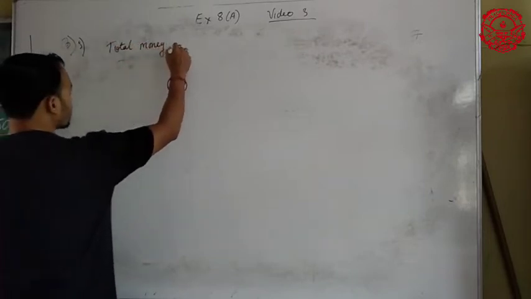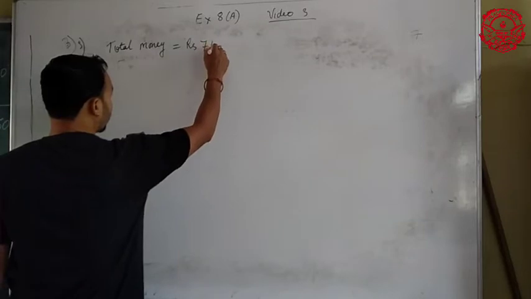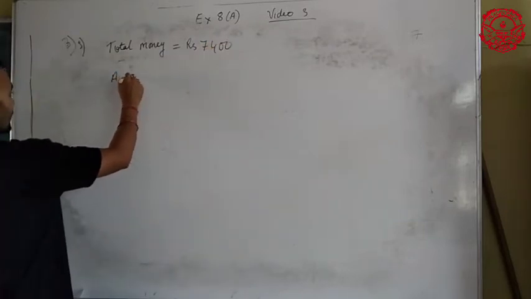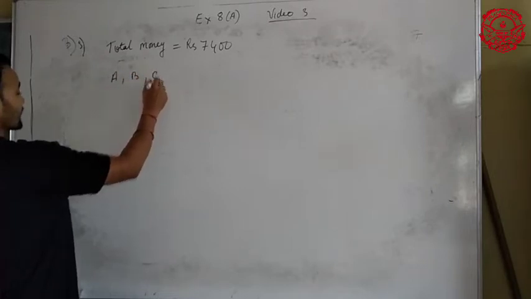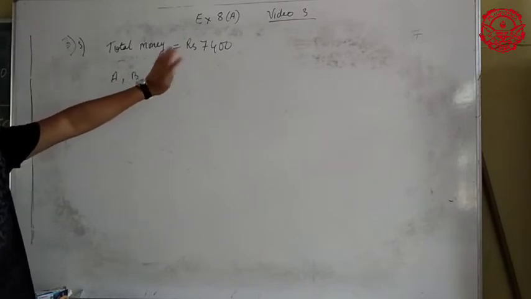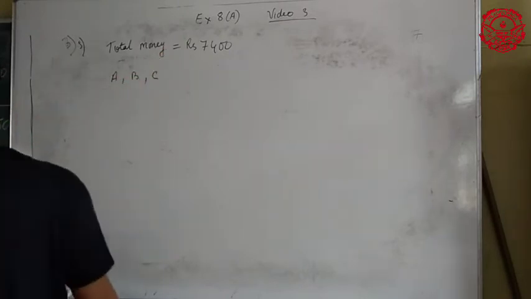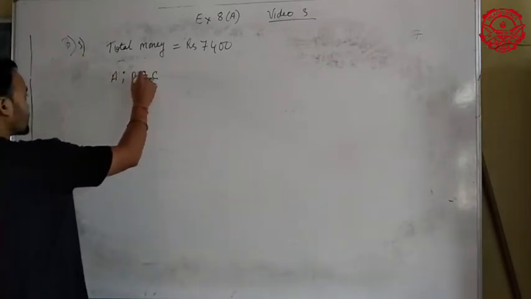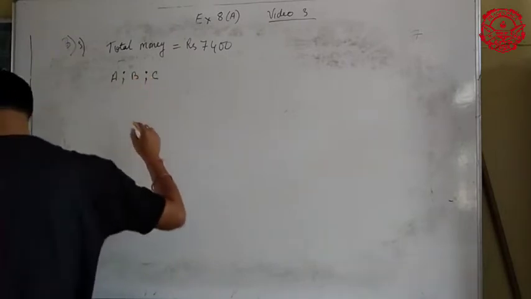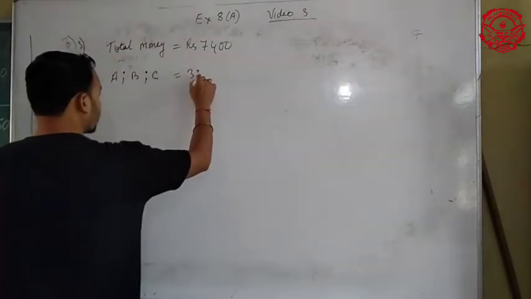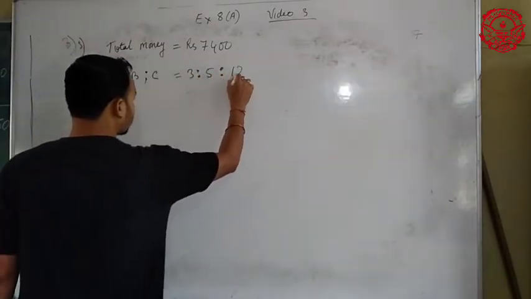Total money is rupees 7400. It should be divided among A, B, and C. There are 3 persons, A, B, and C. We need to divide this 7400 rupees among the 3, and the ratio is given here. The money is to be divided in the ratio A is to B is to C as 3 is to 5 is to 12.